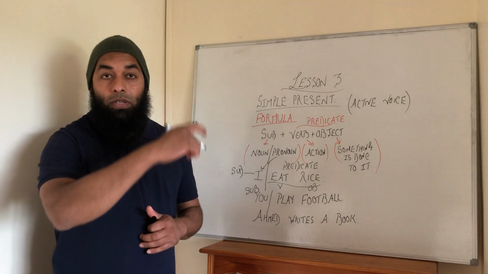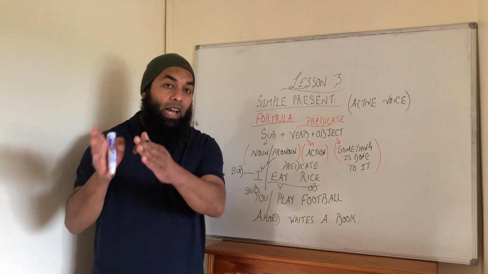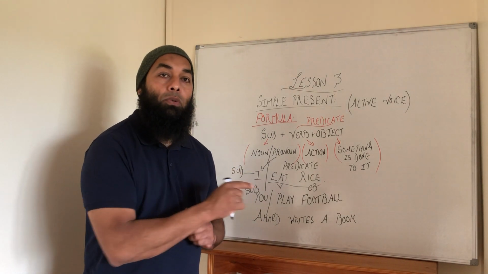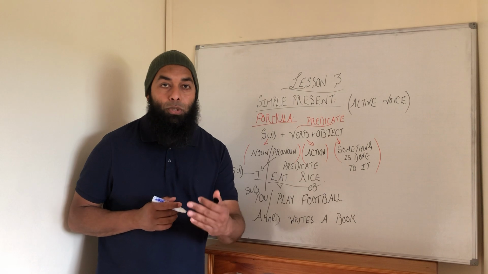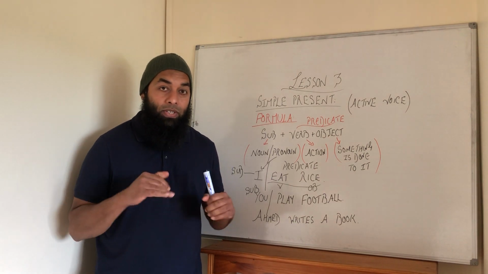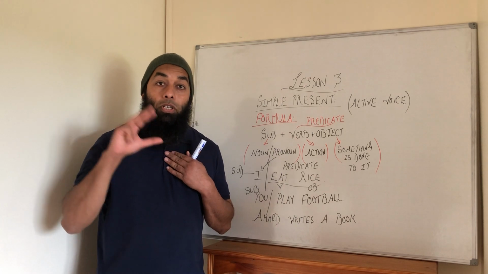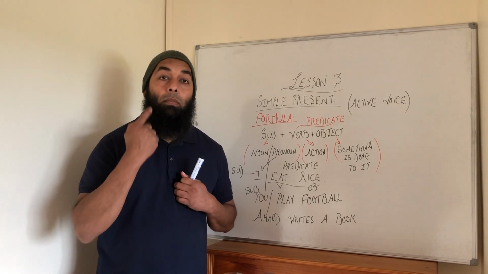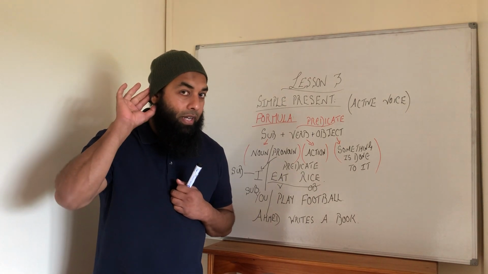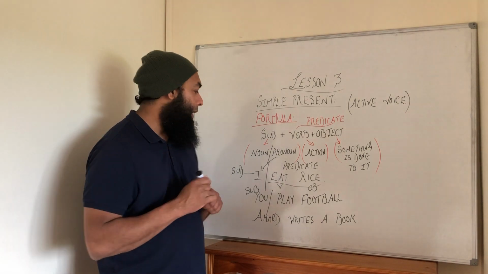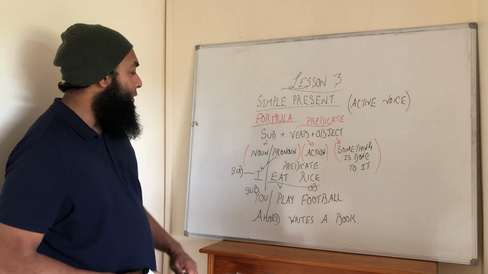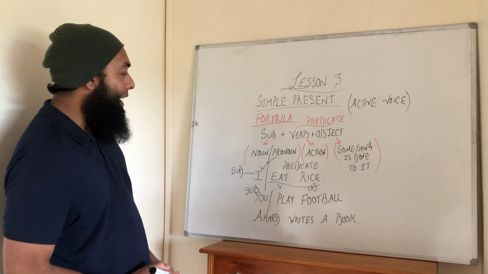So if you are talking to someone else, you would be I, and the person you are talking to, who's listening to you, would be you, okay? So here in this class, I am talking to you. So I am the one talking, so I am I, and you are the one listening, so you are you, okay? So here you play football. So you is the subject of the sentence.